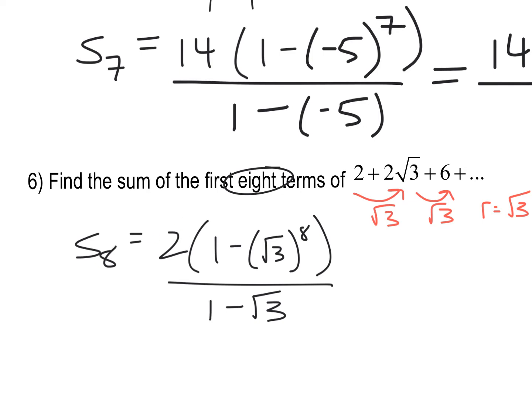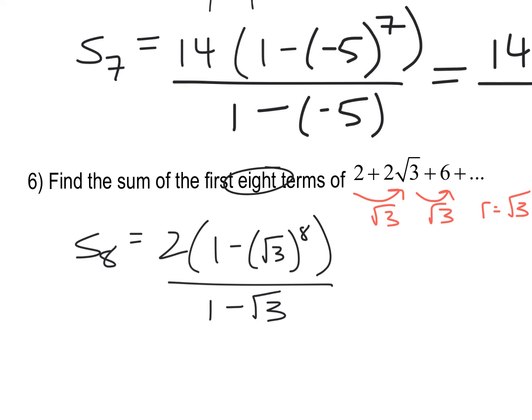The a1 goes first. That's 2 in this case. A sub 1 means the first term. I need to find the sum of the first 8 terms. The ratio here I decided was root 3. A little bit harder to see with radicals, but that's okay. The exponent is 8 right here. Make sure you put it here and not outside. It is only with this ratio here. And then 1 minus r goes in the denominator here.